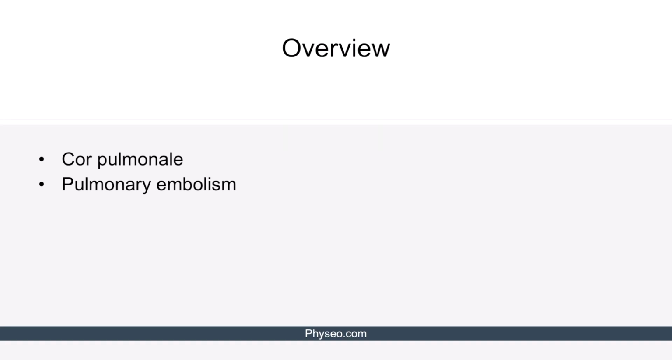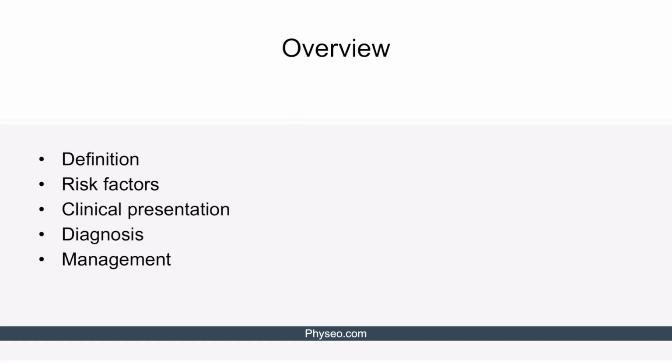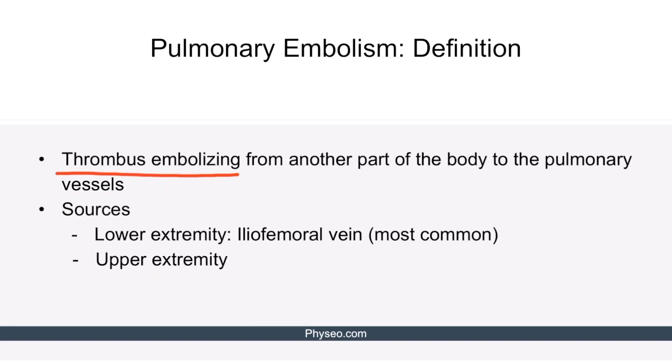Let's finish this lecture with pulmonary embolism. For pulmonary embolism, we'll discuss its definition, risk factors, clinical presentation, diagnosis, and management. A pulmonary embolism is a thrombus that embolizes from another part of the body to the pulmonary vessels.